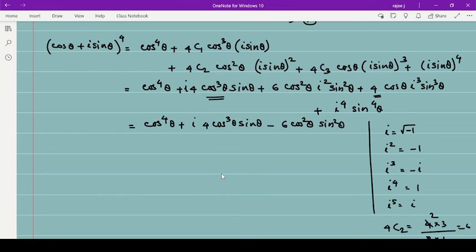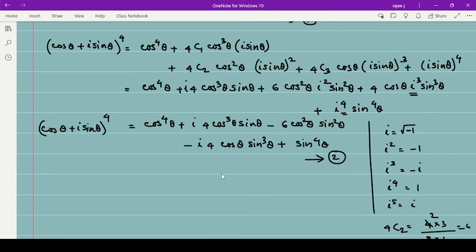Then I cube is equal to minus I. This I cube is minus I. So minus I into 4 cos theta sin cube theta. Plus now I raised to 4. I raised to 4 is plus 1. So that is sin raised to 4 theta. So now we got this, we'll take it as equation number 2. So this is cos theta plus I sin theta raised to 4.